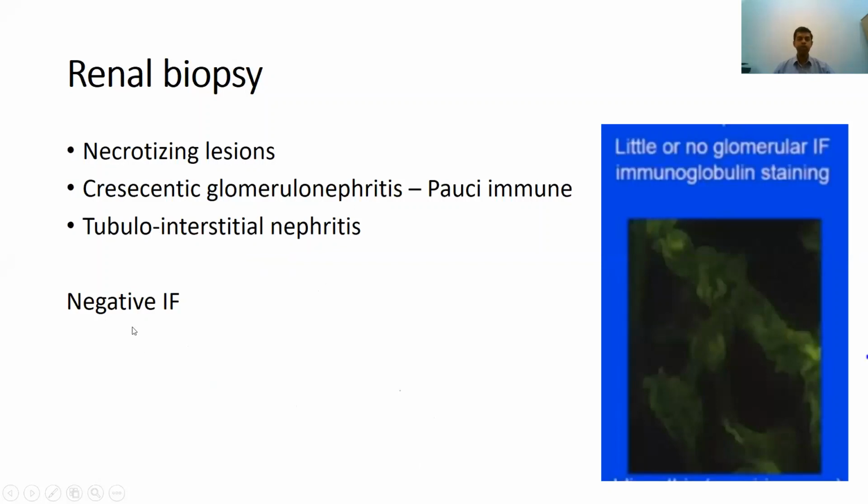If you do a renal biopsy, these patients will have what is called crescentic glomerulonephritis, and if you do immunofluorescence, they will be pauci-immune. That means the immunofluorescence will not stain them. So you can see there is no staining at all here, and that is called pauci-immune staining of immunofluorescence. That is the typical lesion you will get with ANCA-associated vasculitis.